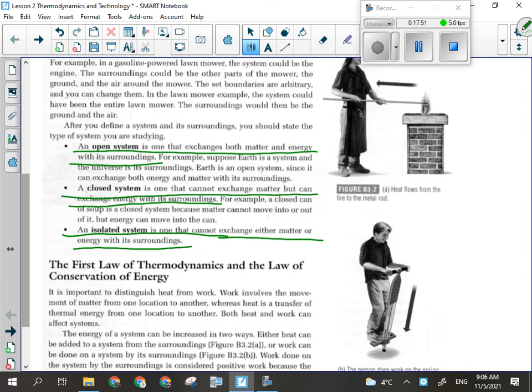It's sealed so the coconut milk doesn't get out, but I mean, it's a living thing, right? So stuff is still exchanged through it. All right, so an isolated system is basically impossible.